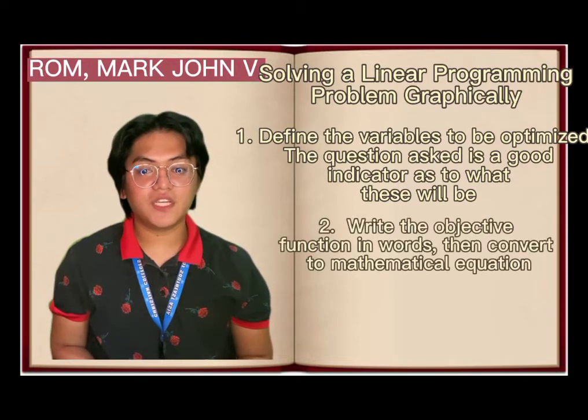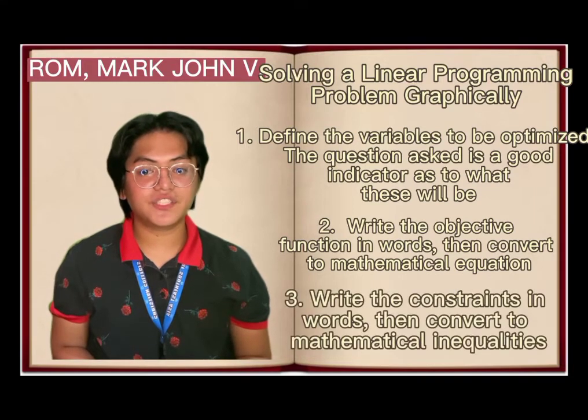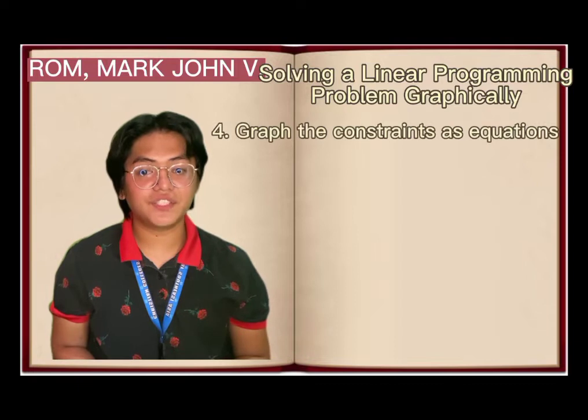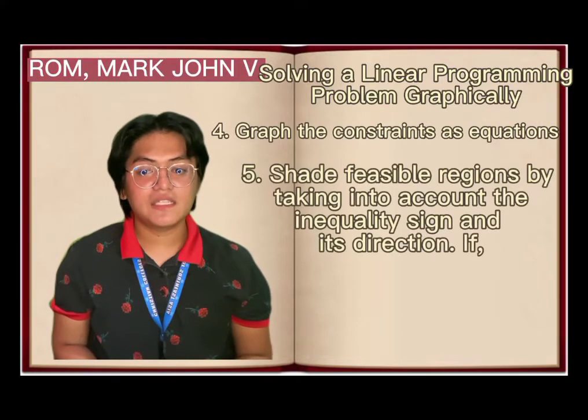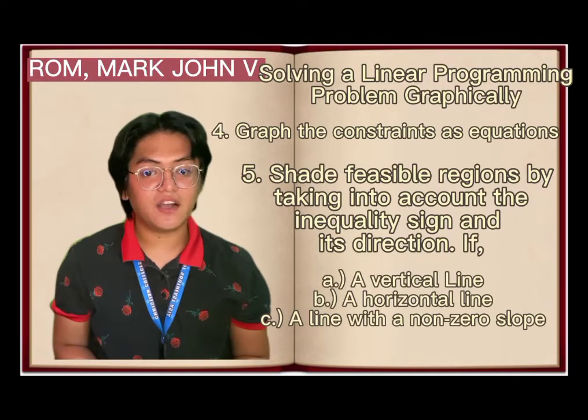Number 2, write the objective function in words, then convert to a mathematical equation. Number 3, write the constraints in words, then convert to mathematical inequalities. Number 4, graph the constraints as equations. Number 5, shade the feasible region by taking into account the inequality sign and its direction, if it is A, a vertical line, B, a horizontal line, or C, a line with a non-zero defined slope.